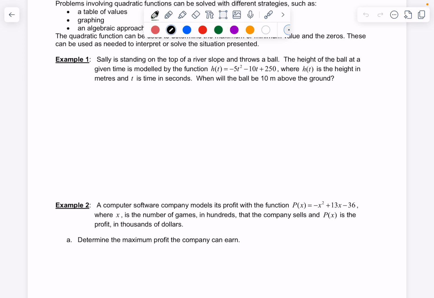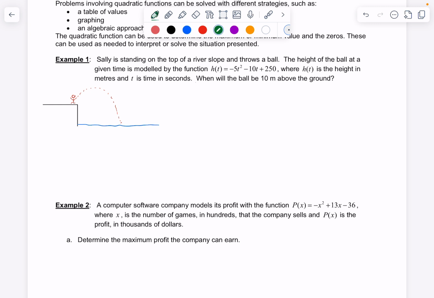Okay, so let's get a picture of what's happening, because a picture is worth 1,000 words. So we have Sally, she's standing on a river slope, so like this. She throws a ball in the air, and then when will the ball be 10 meters above the ground? Okay, so imagine it's a river, so river being blue.